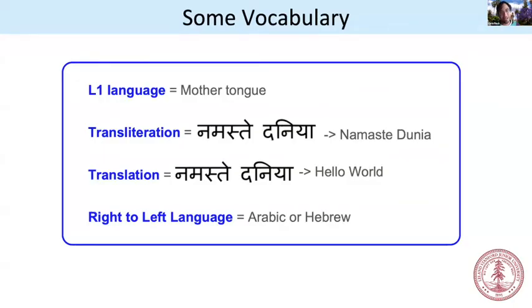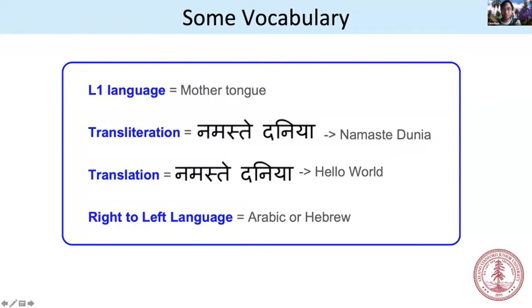A couple of vocabulary items I'm going to use today. I'm going to sometimes use this term L1 language. That just means your mother tongue. So that's your primary language, the one you first learned. Transliteration is like translation, but you don't change languages, you just change scripts. So this is transliteration of a Hindi script into the Roman script that we use. And translation takes it a step further. You take either a script or words in another language and you translate it into a different language. Right-to-left languages, that's Arabic or Hebrew.